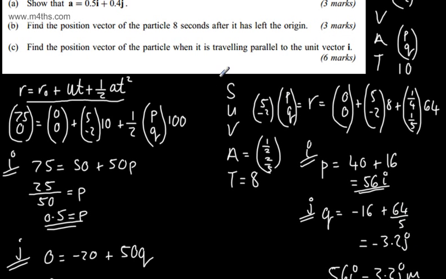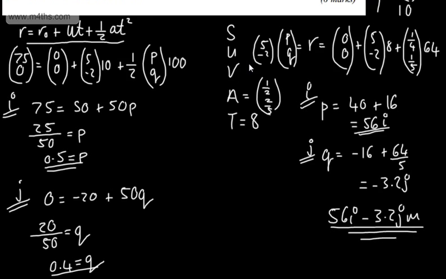In the next part, for 6 marks, we need to find the position vector of the particle when it's travelling parallel to the unit vector i.